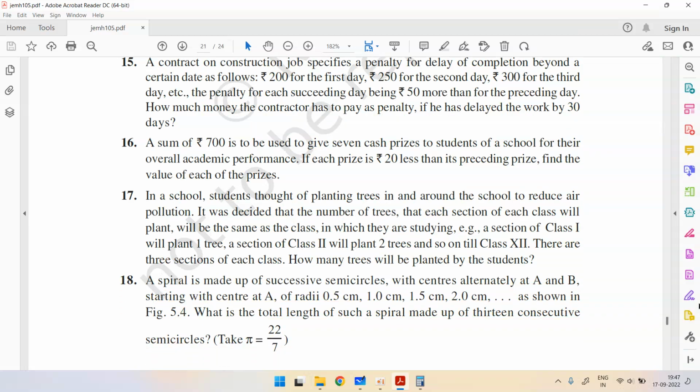Now, question 16: a sum of 700 is to be used to give 7 cash prizes to students of a class for their overall academic performance. Each prize is 20 less than its preceding prize. Find the value of each of the prizes.